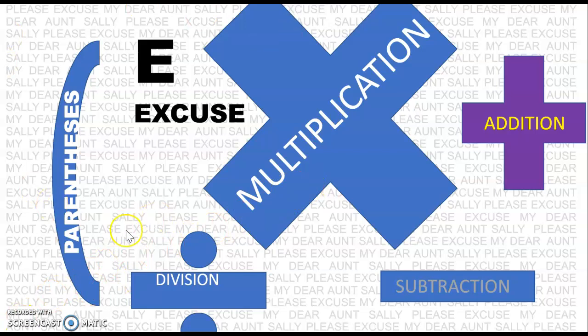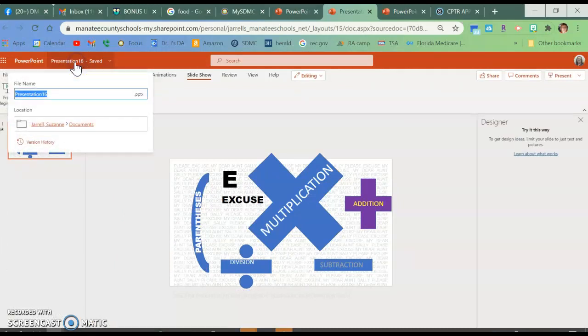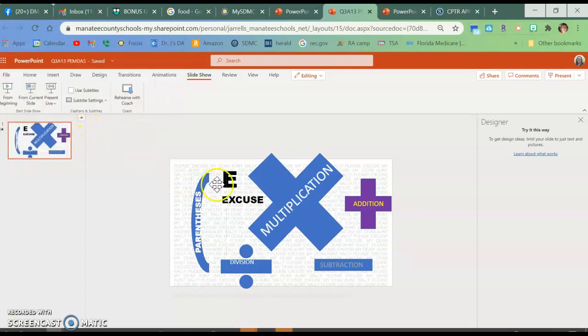So once you are done with this, you need to save it as, I'm going to go here, we're going to save it as Q3A13. So then we have it, and that is what you will turn in.